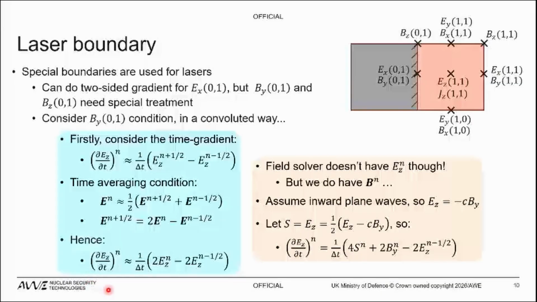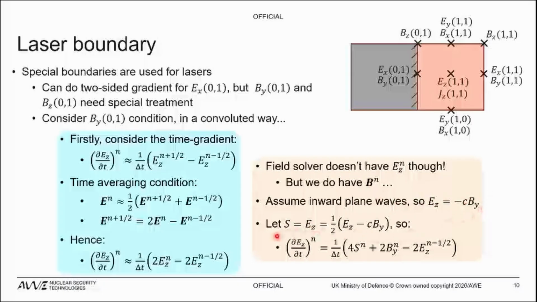The problem is, remember we're leapfrogging. At no point have we calculated the electric field E at time step n. We only have E at time step n minus a half. But we do have the magnetic field evaluated at this time step. And so here is where our assumption comes in. For our plane laser, we're going to assume that the only fields on this boundary are incoming plane waves, in which case we can just swap our Ez, which we don't know, for a By, which we do.